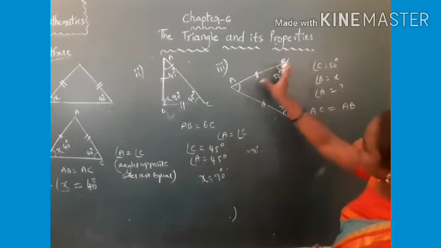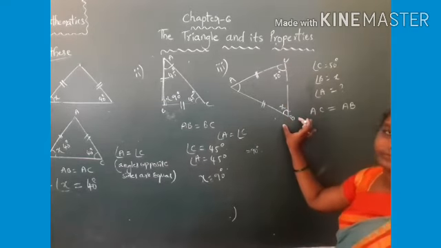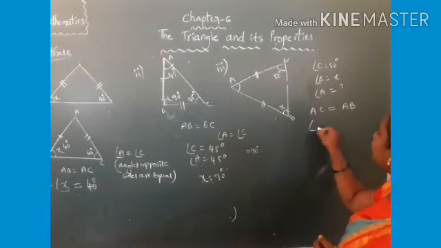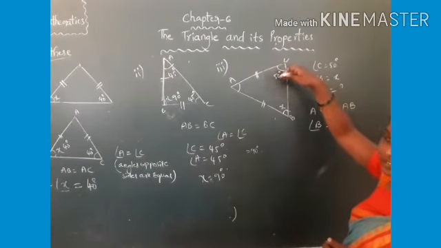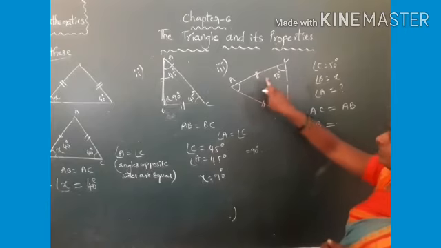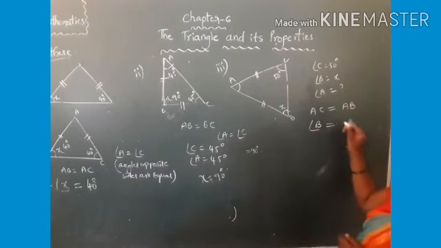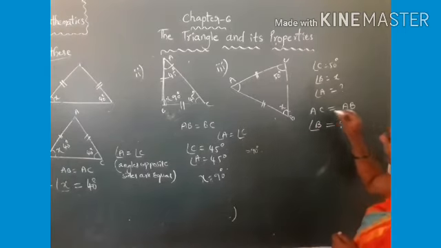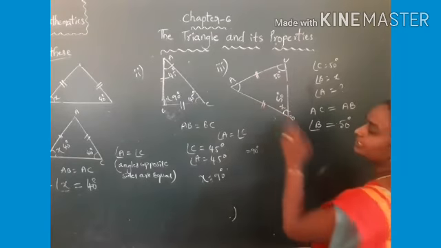So that means the side AC is opposite angle B. Here angle C is equal to angle B. Angle C has 50 degrees, then angle B is also 50 degrees. Then what about angle A?